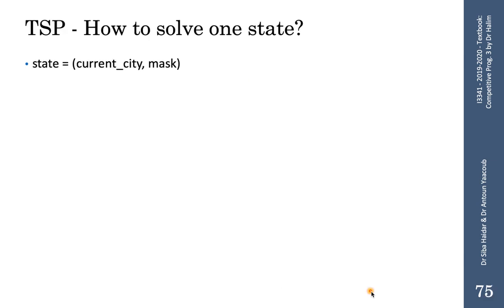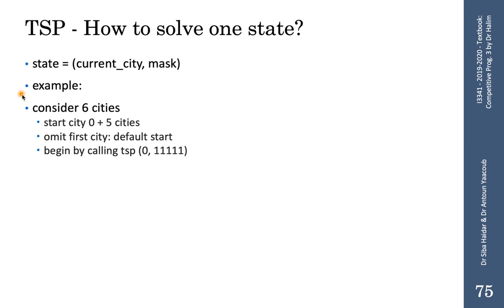So how to solve one state? Consider a detailed example. This will help us to understand how we will proceed. Consider that we have 6 cities, and you will always start at the city with index 0, then you will have 5 cities left to visit. You will consider that the first city is a default start, and you will begin by calling TSP 0, because 0 is the current city to start with, and all the 5 other cities are not visited yet, so the 5 bits are all set to 1.